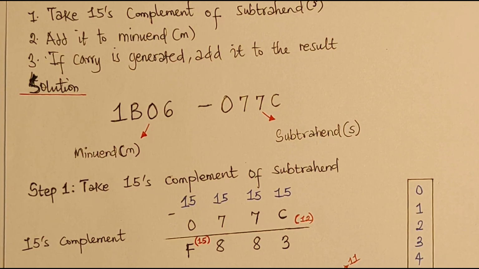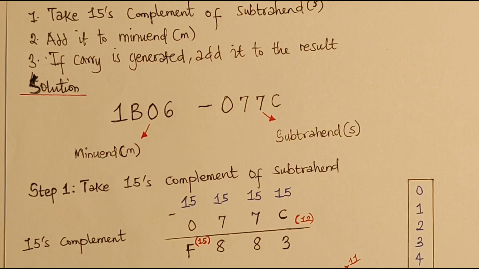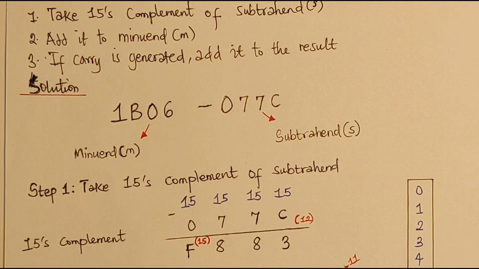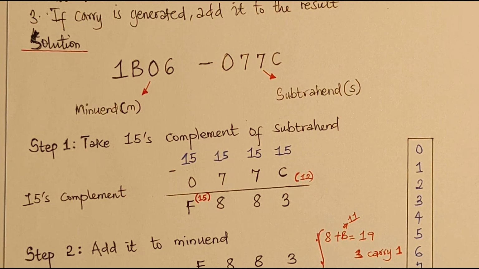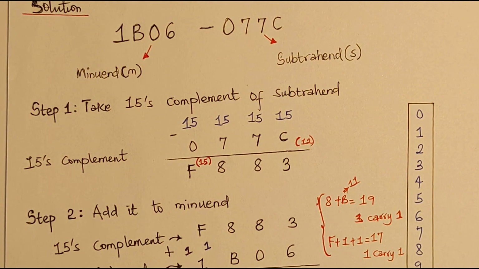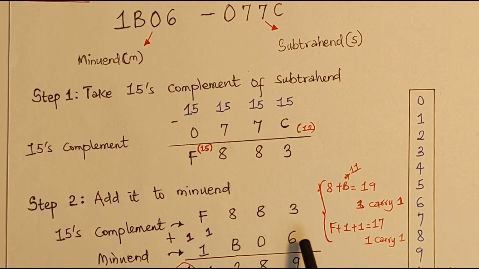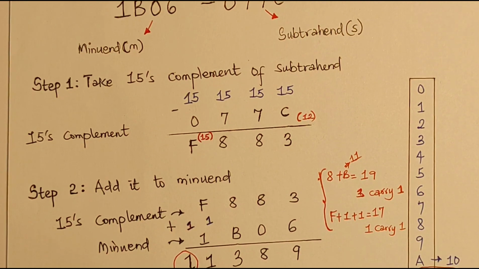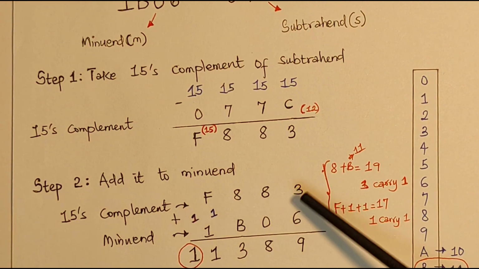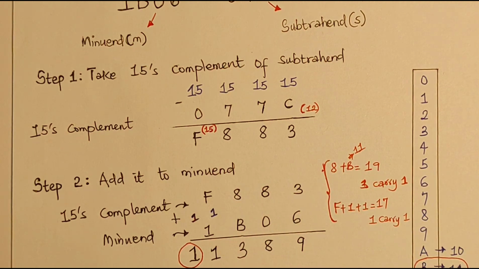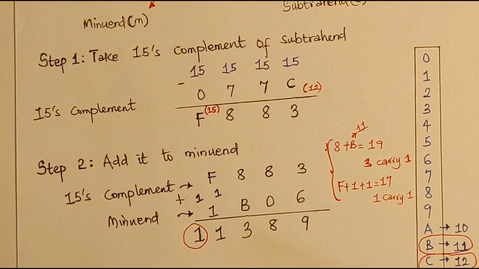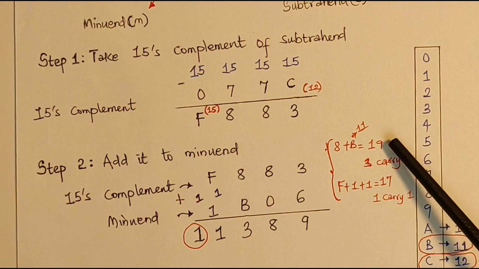Now, we move over to step 2, which is to add the result to the minuend. The result gotten from the 15th complement in step 1. So we are adding F883 plus 1B06, which is the minuend. While adding, we have 3 plus 6 to be 9, 8 plus 0 to be 8, 8 plus B. B in this case is 11, as seen here. So 8 plus 11 is 19.